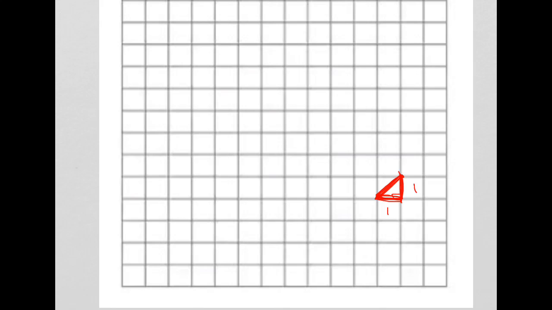Next, next to this triangle, I would like you to use the Pythagorean theorem, that is a squared plus b squared equals c squared. The two legs squared and added together equals the hypotenuse squared. I would like you to tell me what is the length of that hypotenuse. So do that now. You have 15 seconds.